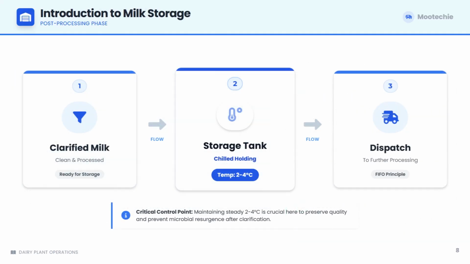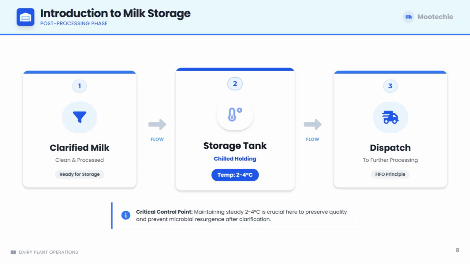After clarification, milk enters storage. The process flow is clarified milk, storage tank, dispatch. Storage tanks maintain temperature between 2 degrees and 4 degrees Celsius. The critical control point is maintaining steady 2 to 4 degrees Celsius to prevent microbial resurgence after clarification. Proper holding ensures quality retention.